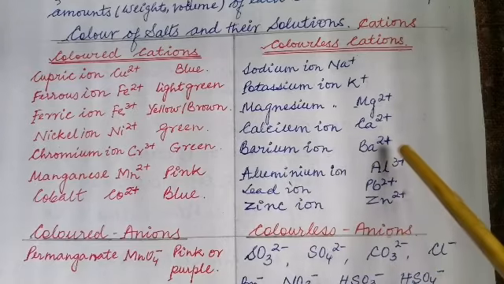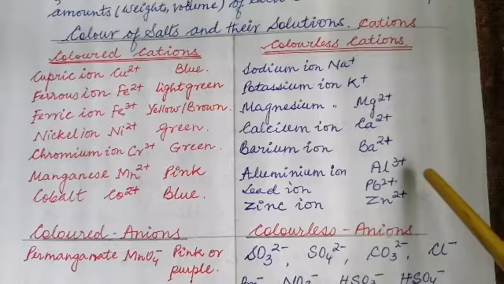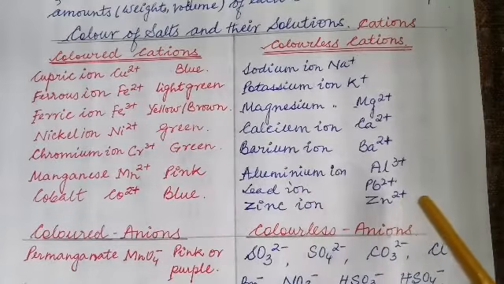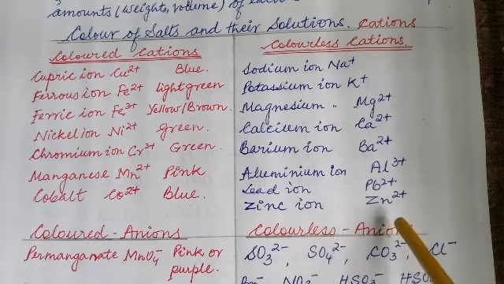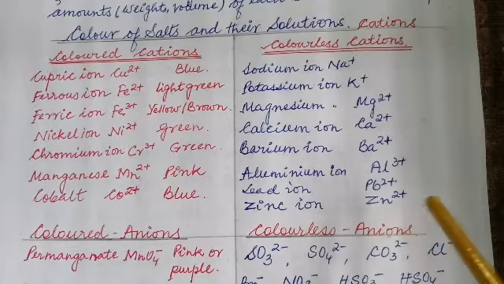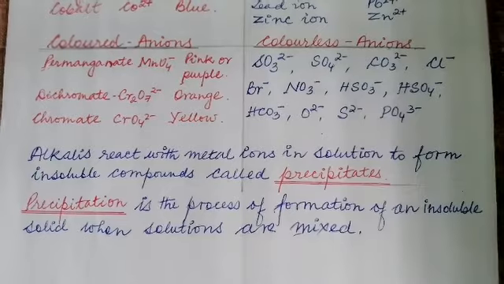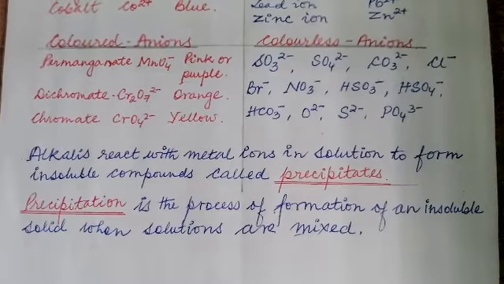Barium ions are colorless. Aluminium ions, Al3+, they are also colorless. Lead ions are also colorless, Pb2+. And zinc ions, Zn2+, is also a colorless cation. Now, let us study the colored anions. Anions means negatively charged ions.